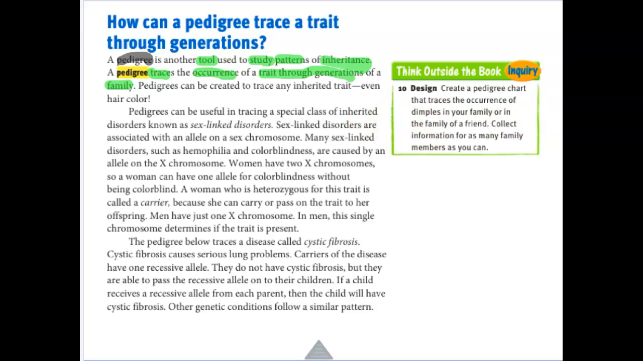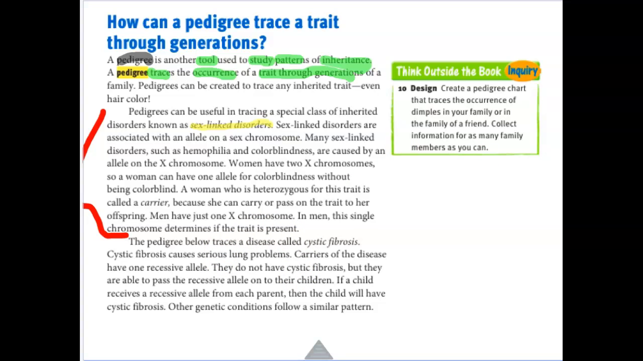So in this paragraph right here, we are going to talk about something specific. We are going to look at what is called sex-linked disorders. So it goes on to say, pedigrees can be useful in tracing a special class of inherited disorders known as sex-linked disorders. Sex-linked disorders are associated with an allele on the sex chromosomes.